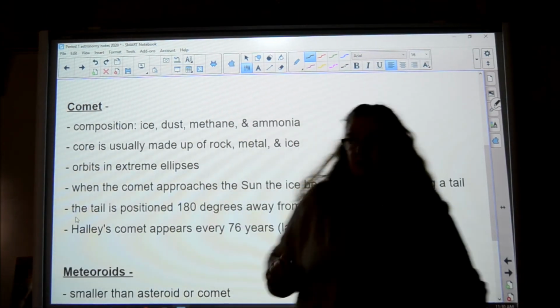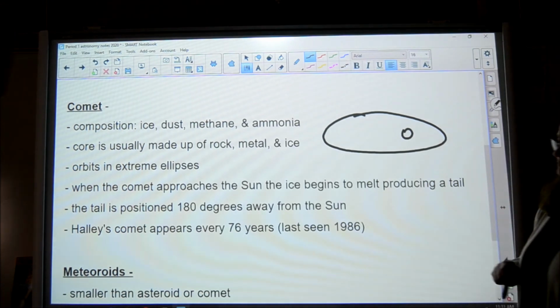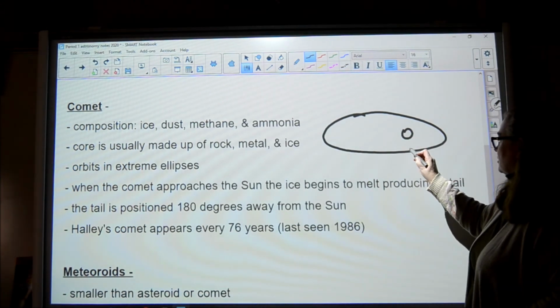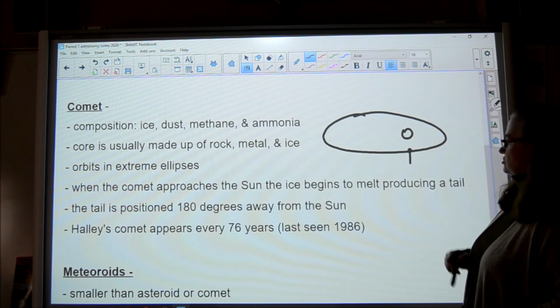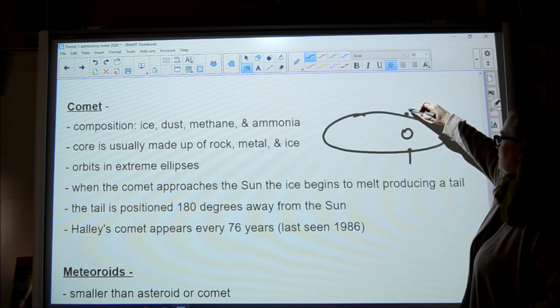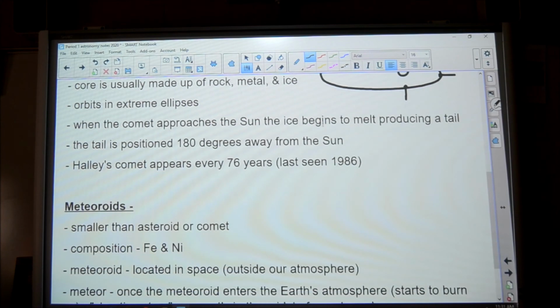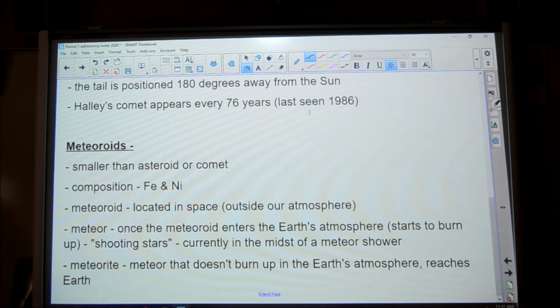But really quick, I'm going to draw my ellipse. Here's the sun. If the comet is here, as it gets closer to the sun, its tail is going the opposite direction. The tail is going the opposite direction of the sun, so it's 180 degrees from the sun. Meteoroids are going to be smaller than your asteroid or your comet. These two are rocky. Iron and nickel.